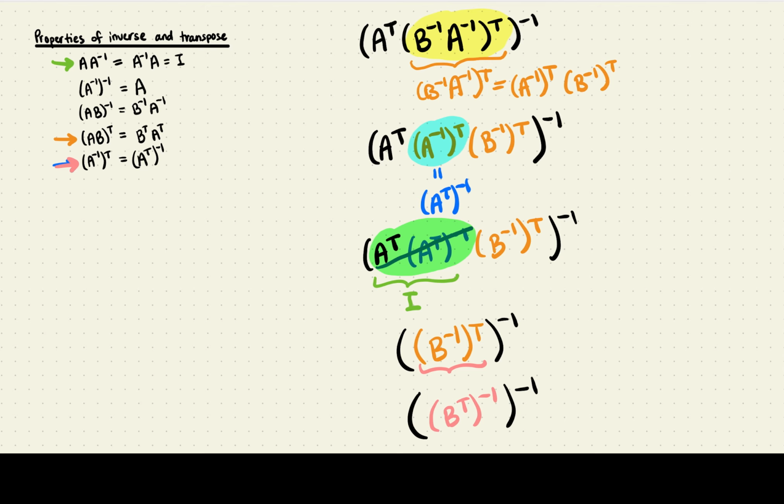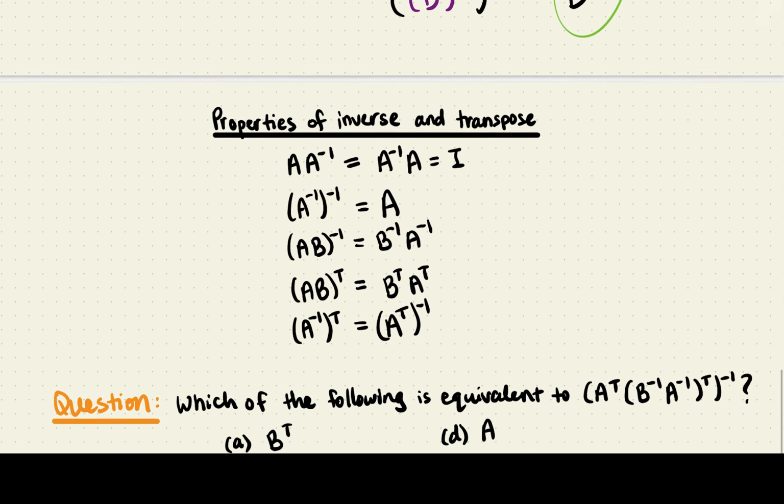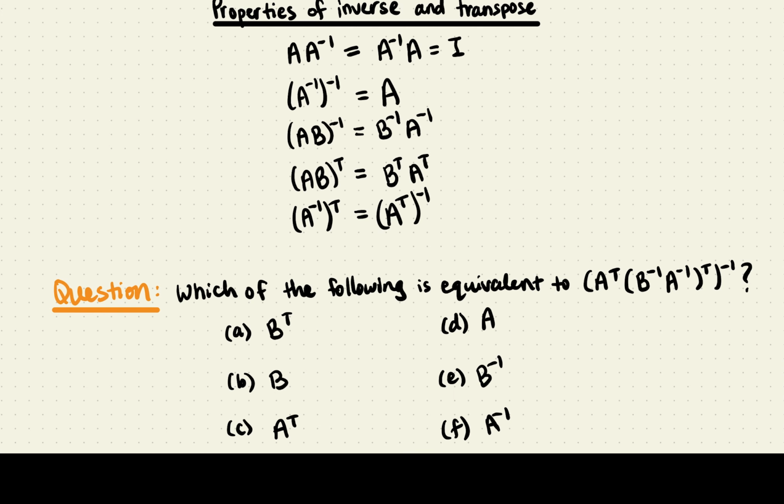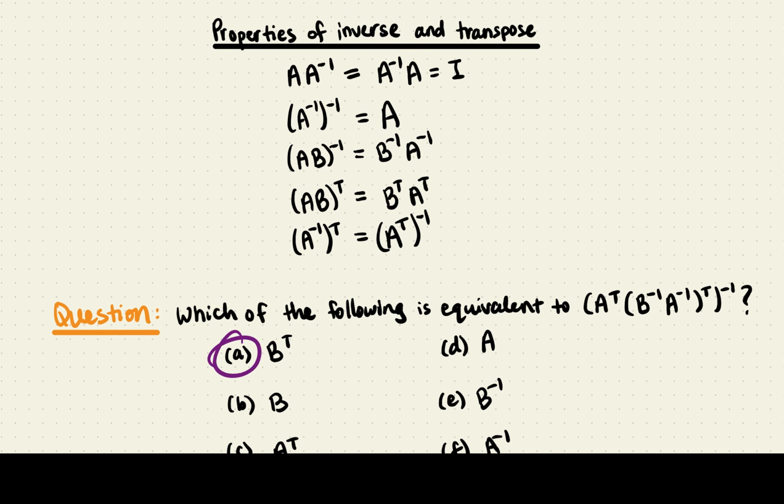So finally, I'm going to use this property up here that the inverse of the inverse is the original matrix. And the reason I'm using that is because I have an inverse of an inverse here. Okay, so this is equal to just the matrix that's left inside there. So these kind of cancel each other out, and I just get B transpose. And that's going to be my final answer. So if we scroll back up here, B transpose is choice A.